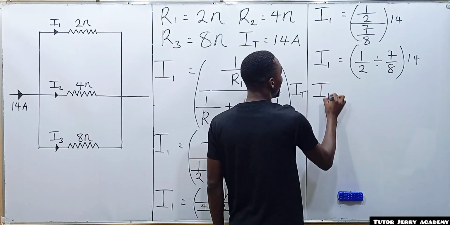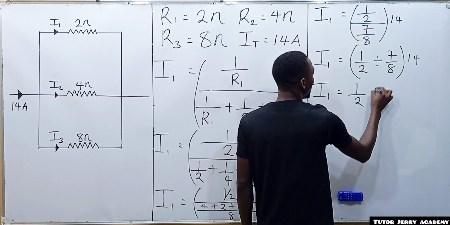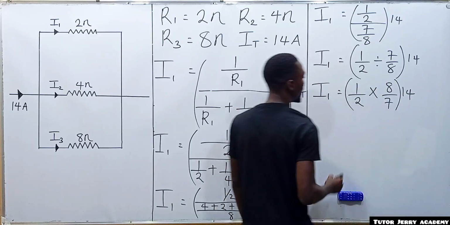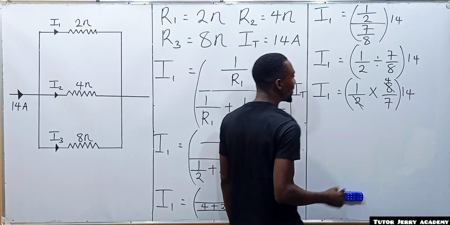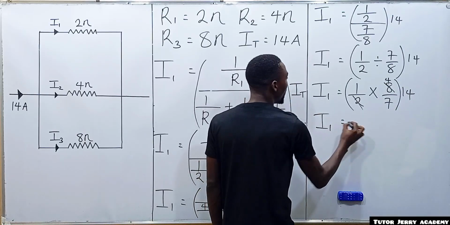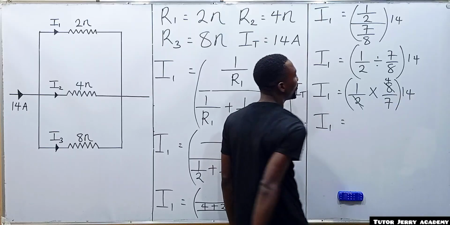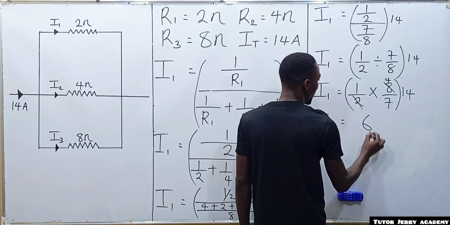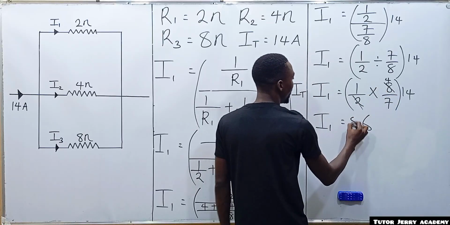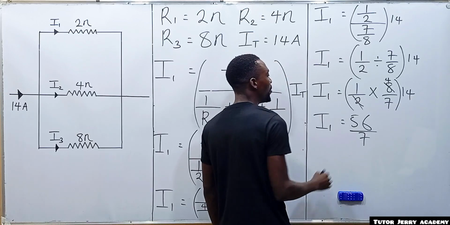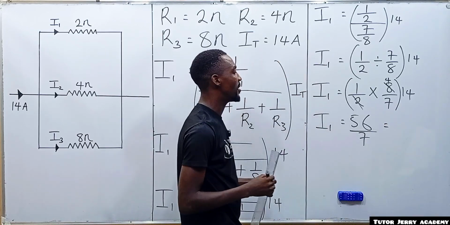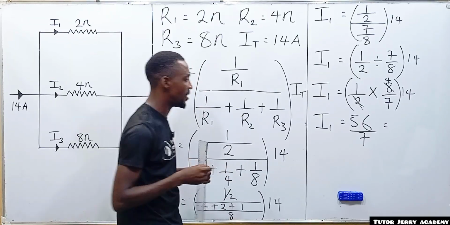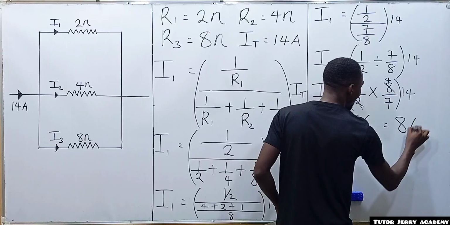So I1 will be equal to 1 all over 2 multiplied by 8 all over 7, from BODMAS, right? Then we multiply this by 14. So 2 here 1, 2 here is 4, right? All right. So I1 will be equal to 4 times 14. 4 times 14 is 56, because 4 times 4 is 16, you carry 1, 4 times 1 is 4 plus 1 is 5, so 56. Then if you divide 56 by 7, our I1 is going to be 8. So it shows that I1 is 8 ampere.